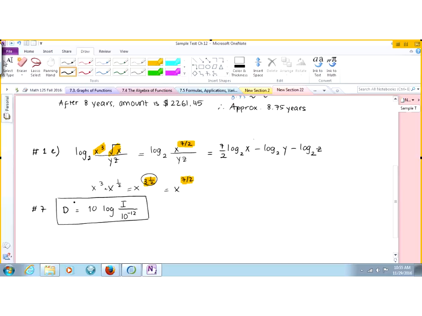Yes, so pH level is negative log concentration of H plus. So what is given? 105 decibel. So which one is that? The I or the D? So the D, yes. So 105 decibel is equal to 10 times log of I over 10 to the negative 12. Okay. Now this is a log equation. What should we do? Not yet. We have to do what? Divide first. Divide by 10 first.